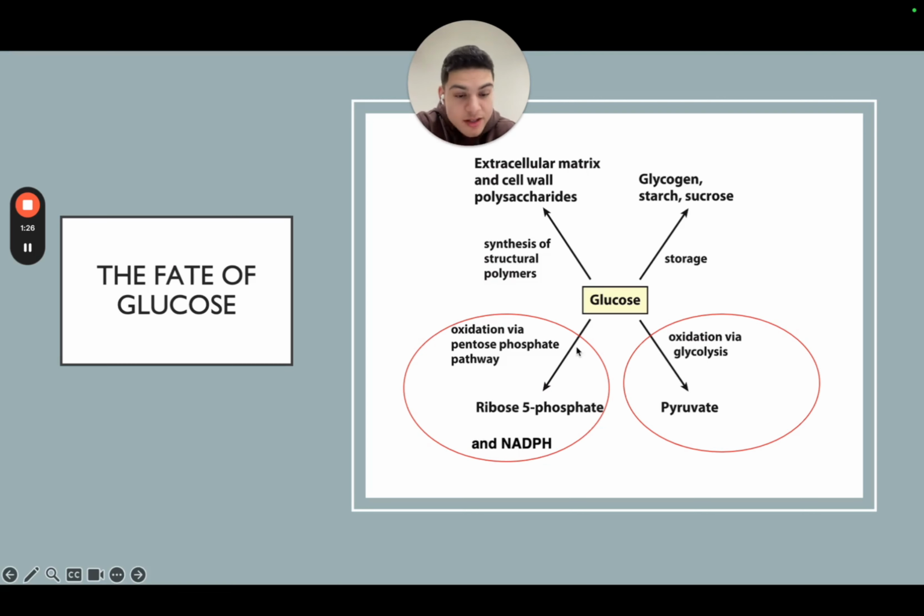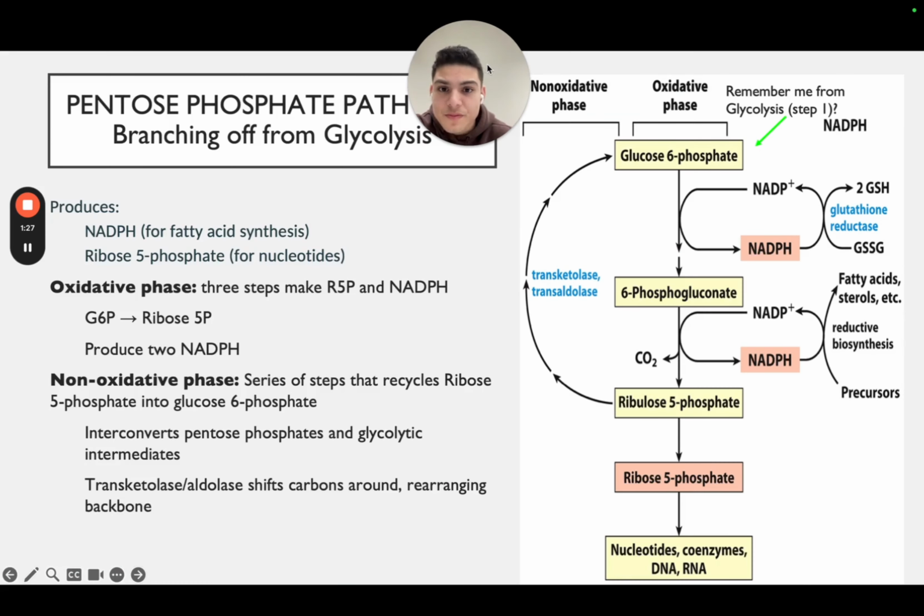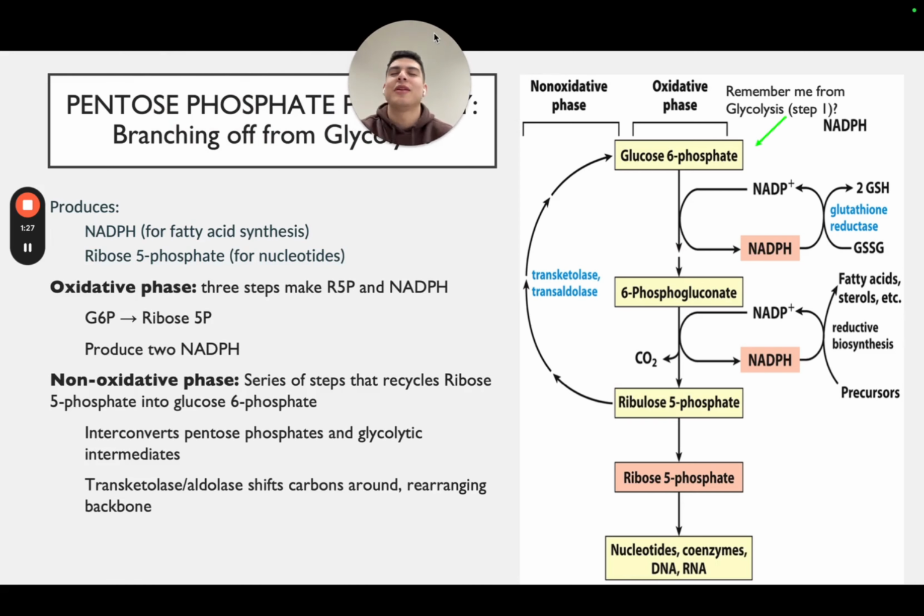And so the fate of glucose, there are multiple fates, but so far what we've talked about is oxidation via glycolysis into pyruvate. Now what we're going to talk about is ribose 5-phosphate via oxidation using the pentose phosphate pathway. And this is just creating NADPH. So I just want to keep a brief overview before we go into the very specifics. This is not about memorizing every little intermediate. This is memorizing the bigger picture ideas.